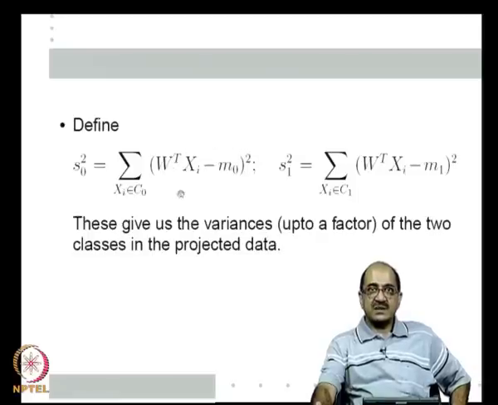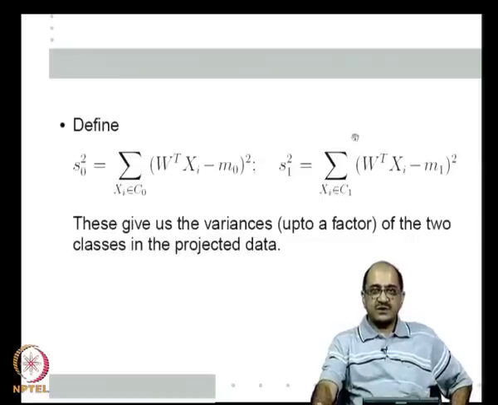So, the sum of (W transpose xi minus m0) whole square over xi belonging to C0 is like the variance of the projected data of class C0. I say "like" because I did not put 1 by n0. I could have, but we did not. So, except for a constant multiplicative factor, this is essentially the variance of the projected data from class C0.